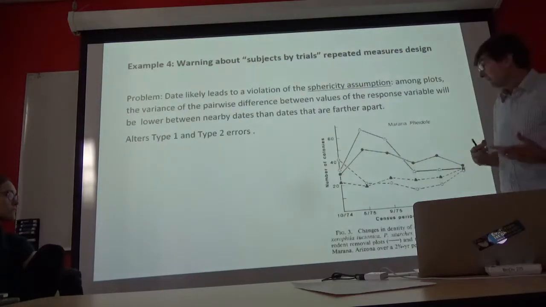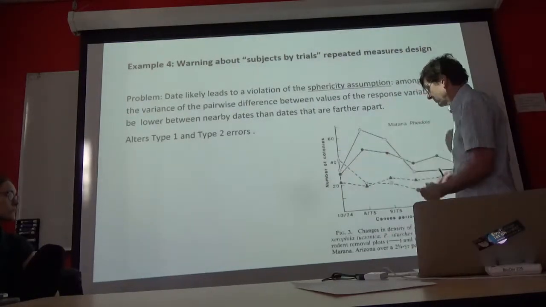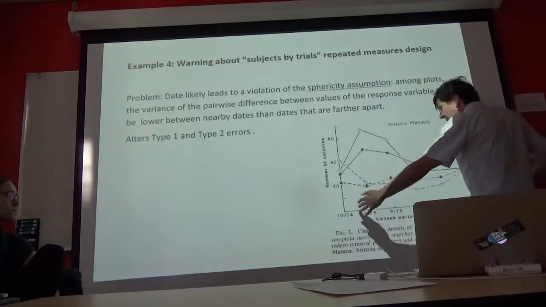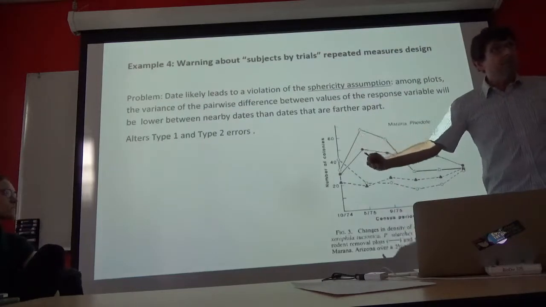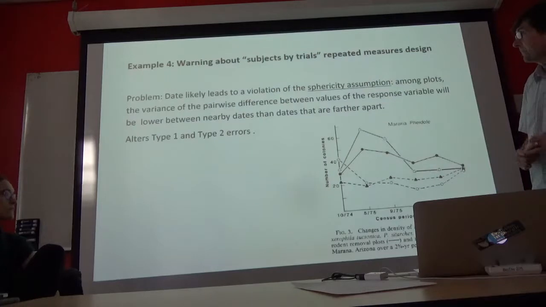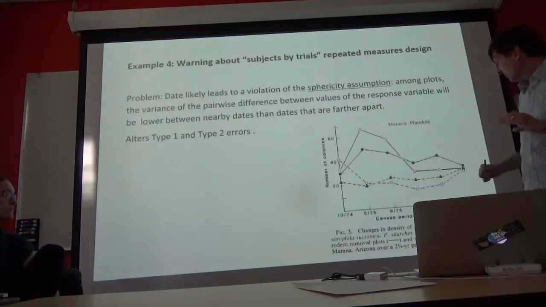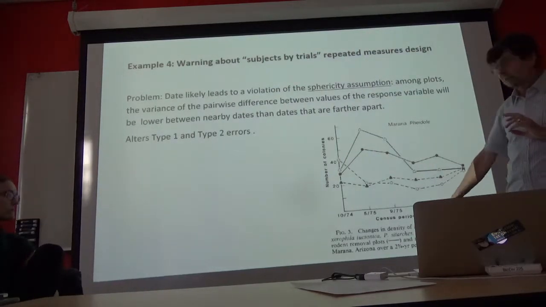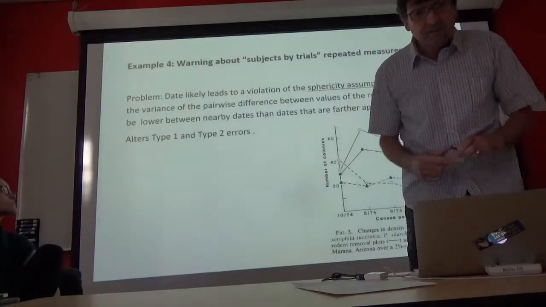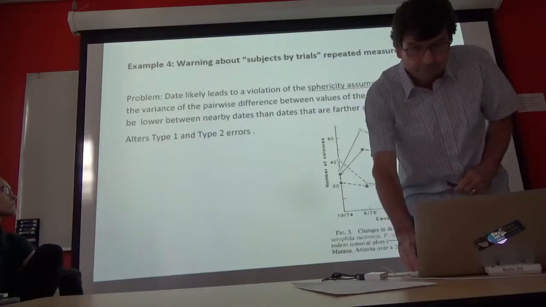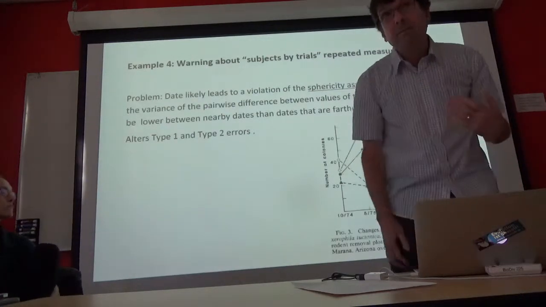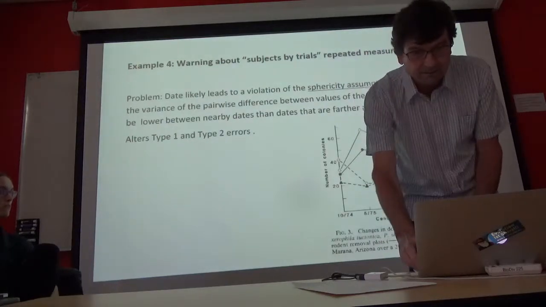And so if the variance of the difference between treatment levels, in this case date, changes with the amount of time that's elapsed between those dates, then the sphericity assumption is violated. So just a warning about treatments and experiments in which date is one of the factors. There's a high chance that the sphericity assumption would be violated. And that's a problem when you have repeated measures of random groups in time.